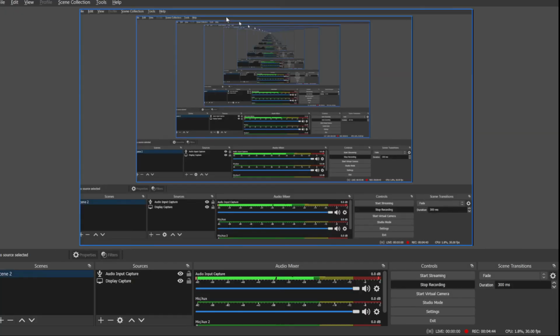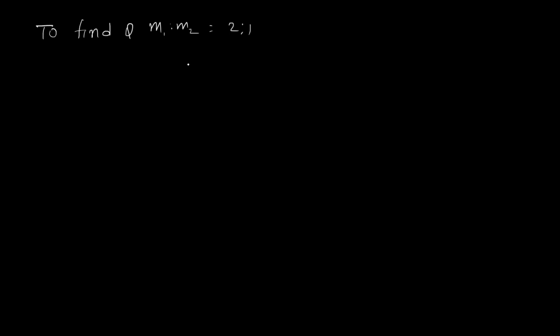To find Q, we will assume the ratio m1 is to m2 as 2 is to 1. Okay, one second, let me check whether I'm recording. Yeah, now here the ratio is 2 is to 1 and the points are similar: one is (4, -1) and the other is (-2, -3). We will assume it as (x1, y1) and (x2, y2), and use the same formula once again.